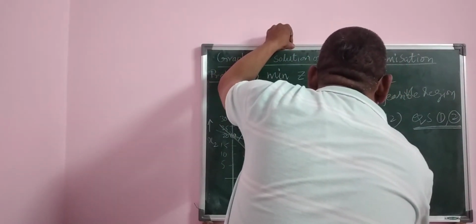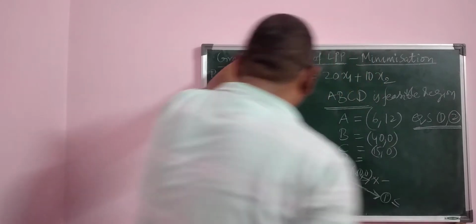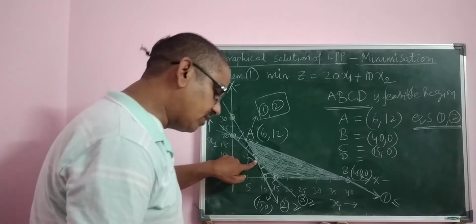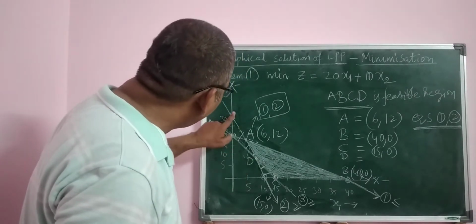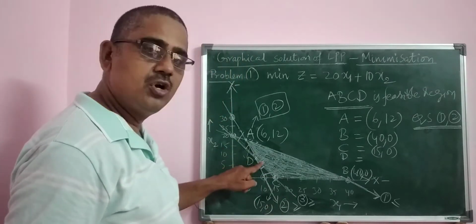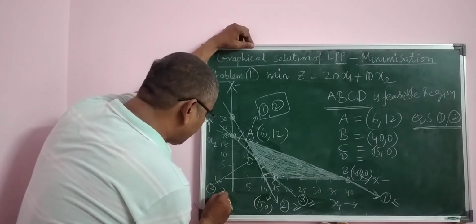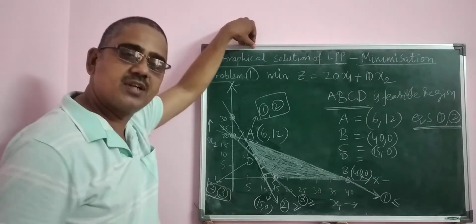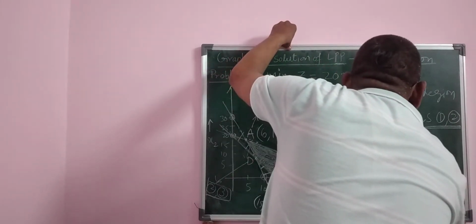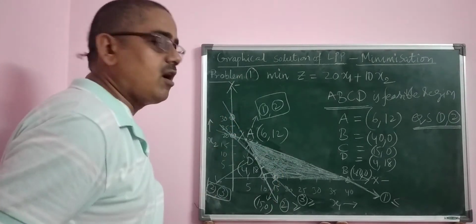And one more is D. What is D? D is another particular point which is required to be calculated. D is the intersection of equation 2 and equation 3. This is equation 3, this is equation 2. Solve equations 2 and 3, and you will get D. So what is the value of D? It is (4, 18). This is the value of D.